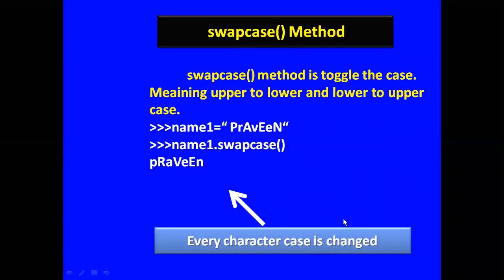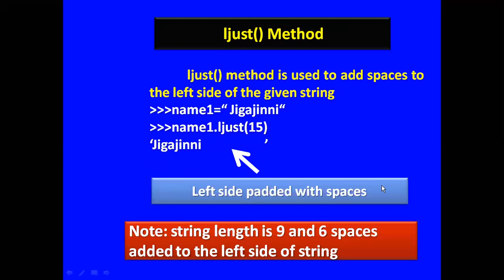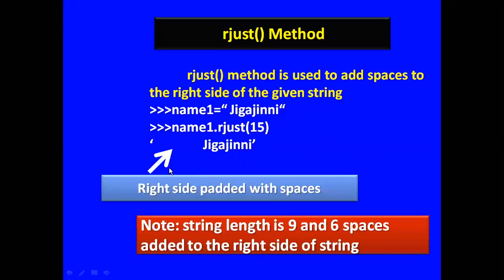Then next is swap case. Swap case means capital to small and small to capital, uppercase to lowercase and lowercase to uppercase. You can see here. Then we talk about ljust. The ljust method is used to add spaces to the left side of the given string, and rjust is used to add spaces to the right side of the given string.